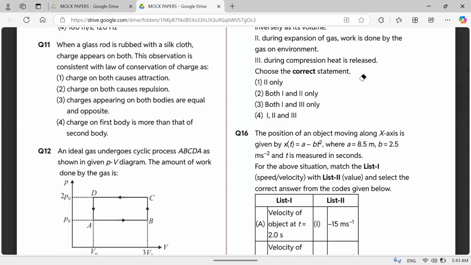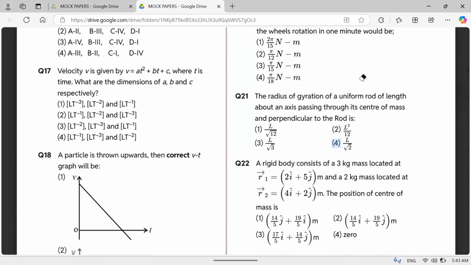Next one. This is kinematics. Then the 17th one. Anyone? Units and dimensions. Velocity v is given by v equals a t square plus b t plus c, where t is time. What are the dimensions of a, b, and c respectively? You know that LHS must be equal to RHS. Velocity must be equal to LT power minus 1. So the dimension of a times t square will be equal to LT power minus 1. So a will be LT power minus 1 divided by t square.